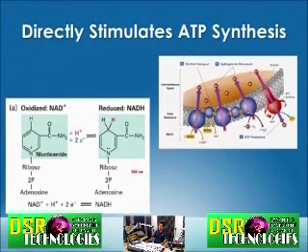Another benefit of hydrogen is that it directly stimulates ATP synthesis. This is a diagram shown before, and this NADH is from the breakdown of glucose using oxygen, and this NADH donates hydrogen and electrons to the electron transport chain of the mitochondria to drive the production of ATP. Well, NADH comes from NAD+.